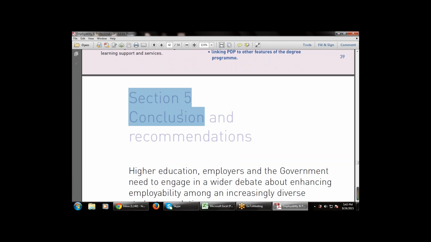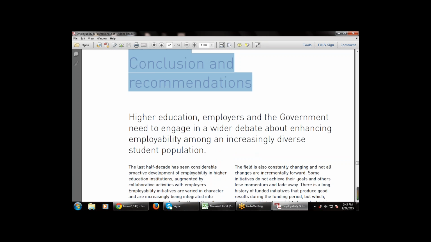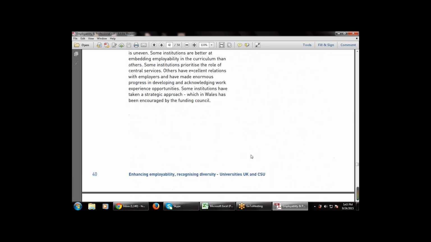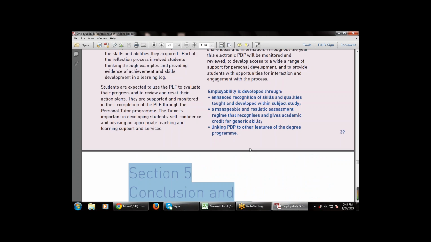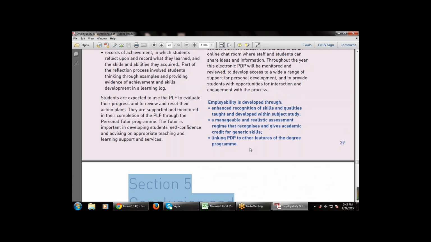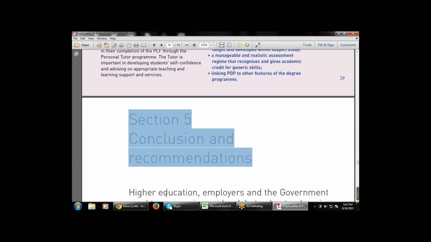Next is section number 5, the conclusions and recommendations. That is the next chapter. So let's finish the class here. In tomorrow's class, I am taking the next section, section number 5, the conclusions and recommendations.